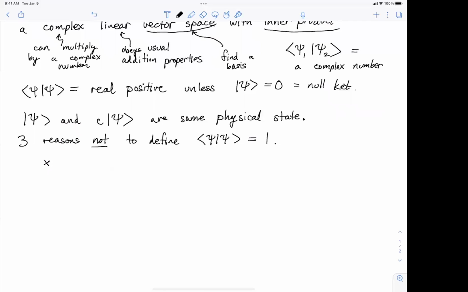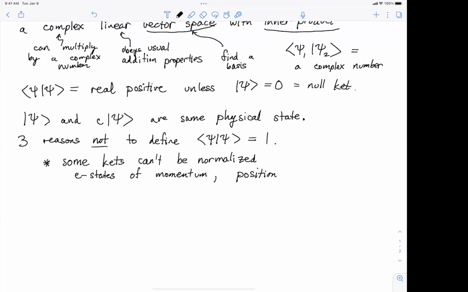First of all, there are some kets that can't be normalized. And technically, these kets are not in the Hilbert space, but we still use them, because they're very convenient idealizations. So these include the eigenstates of momentum and position. These are idealized kets. They don't actually exist in the Hilbert space because they don't have a finite norm, but we still use them.